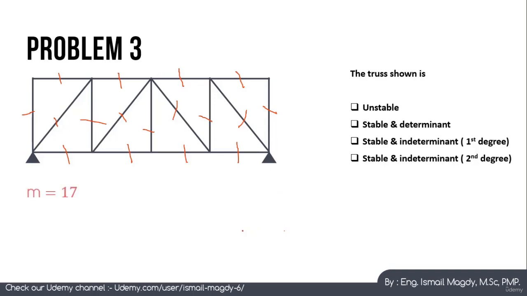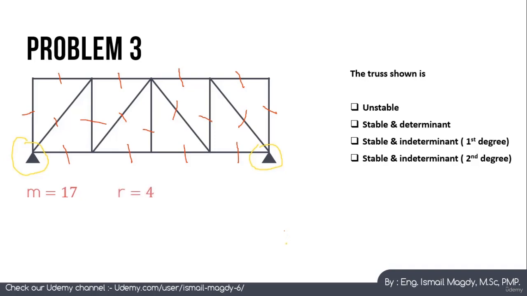So M equals 17. After that, we will calculate the number of reactions. We have here two supports, two hinged supports, and each one has two reactions. So the number of reactions is 4, which is R.